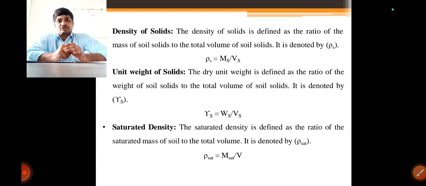Density of solids. Here we are considering only the solids. Rho s is equal to mass of solids divided by volume of solids. Unit weight of the solids: gamma s is equal to weight of solids divided by volume of solids.